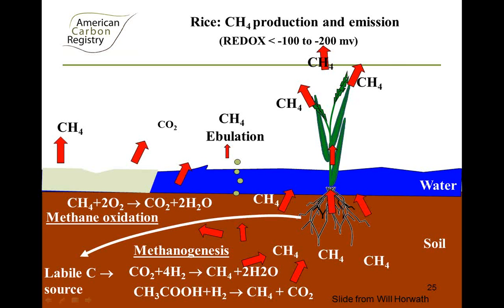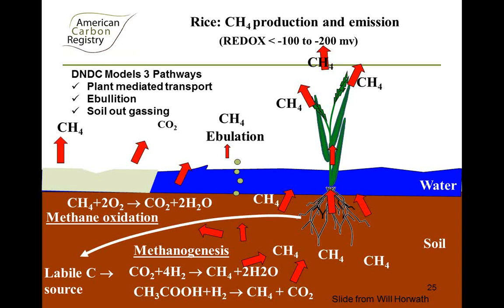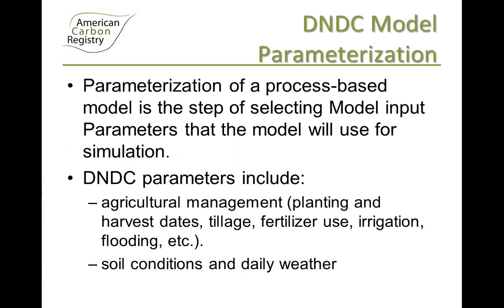So the process model needs to be able to capture not only the production and consumption of methane, but also all the transport processes that drive the net emissions from a flooded rice field. And DNDC models all three of these pathways. And so it's a good process model for looking at methane and greenhouse gas emissions from rice production systems.